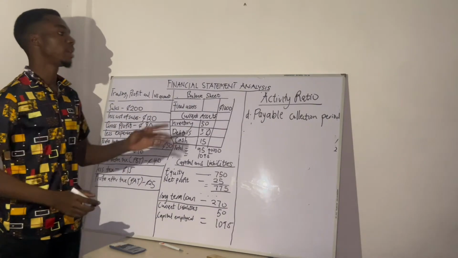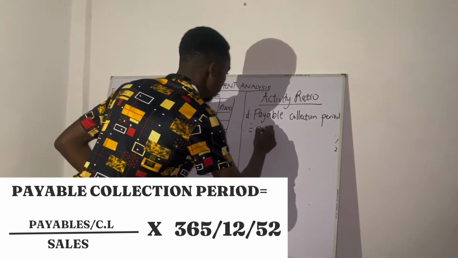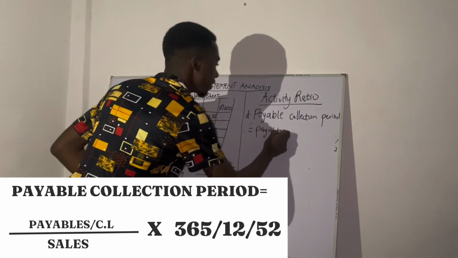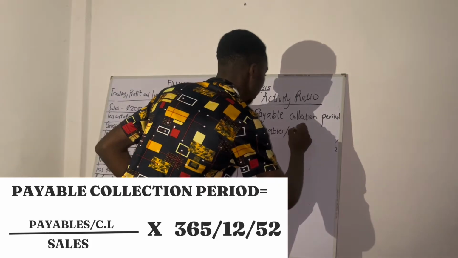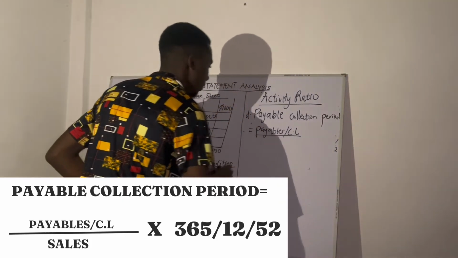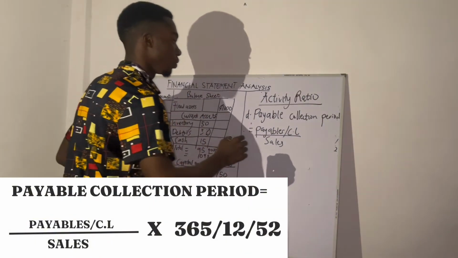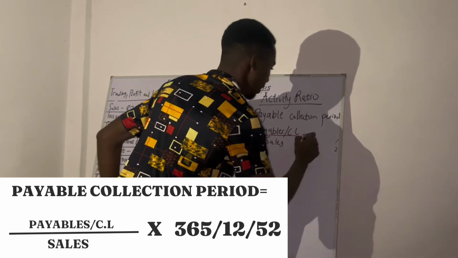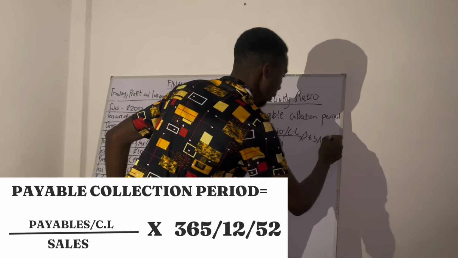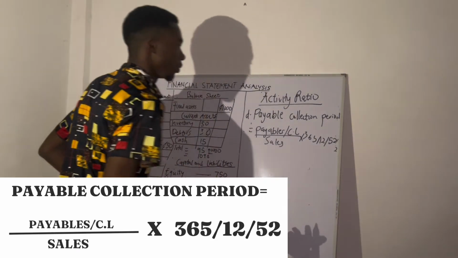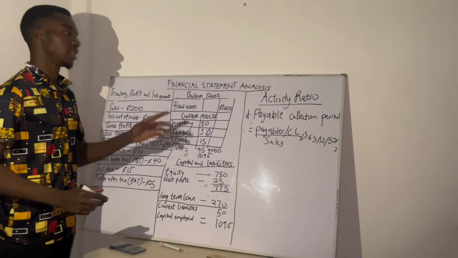And the formula for the payable collection period is the payables. And the payables is the same as the current liabilities. So payables or the current liabilities. So you can just do a CL because of space over the sales. And for this one too, it's going to be times, if it's days, 365, if it's month, 12, and if it's week, 52. So yes, the same thing for this one. And like I said, the payables is the same as the current liabilities.